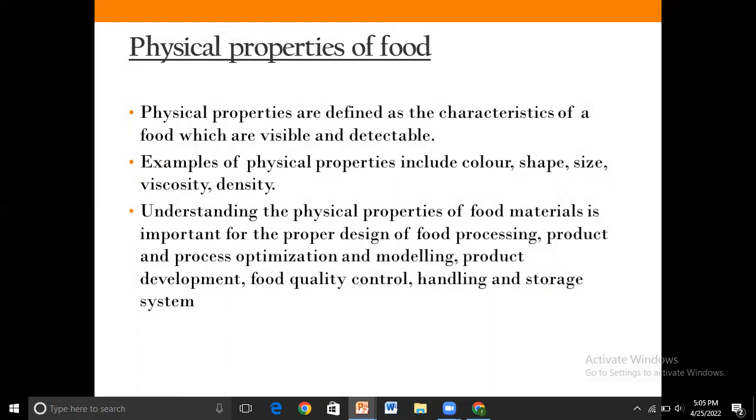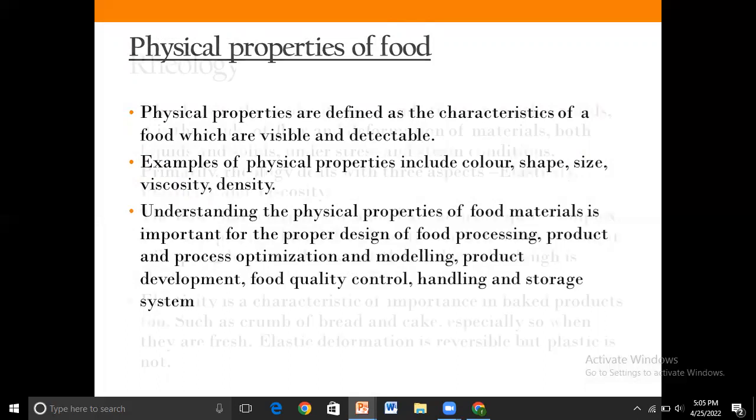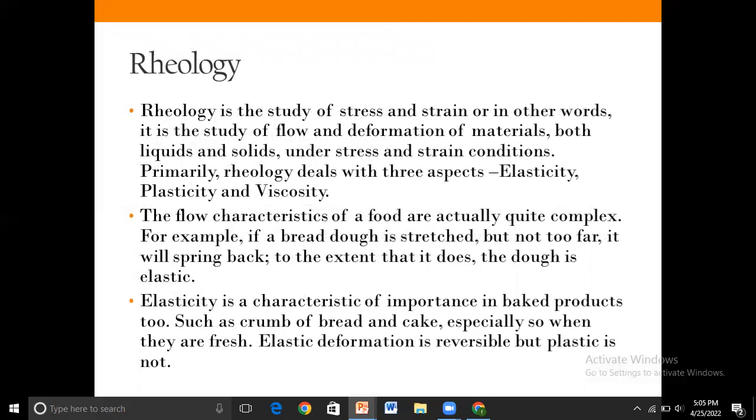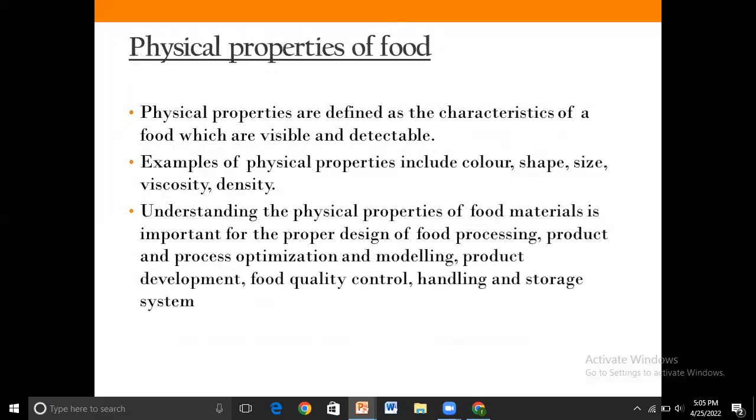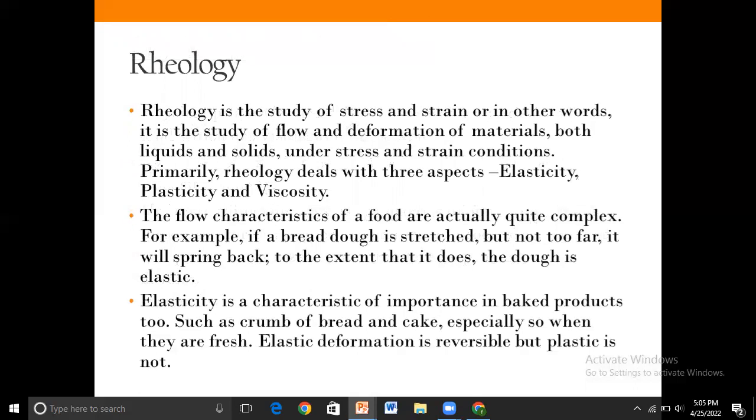There is physical properties of food. Now physical properties are the characteristics of foods which are visible and detectable. Physically means when you're looking at it, what we can see, that is the color, the shape, size, then viscosity, density, all these things are the physical properties of food. I'm not giving a lot of explanation for color, size, shape, etc., because naturally we know what they are.